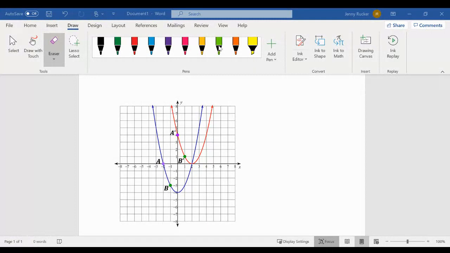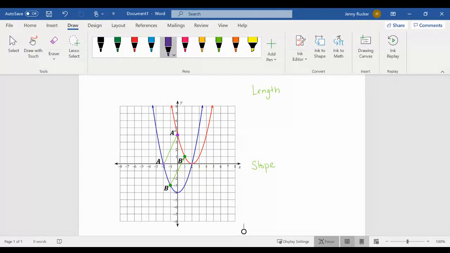image points. So I'm going to create segment A A prime and segment B B prime. I can verify that it's a translation if the length of these segments are the same, meaning they are congruent, and if the slope of these segments are the same, meaning that the segments are parallel. I can use the Pythagorean theorem to help me determine the length.